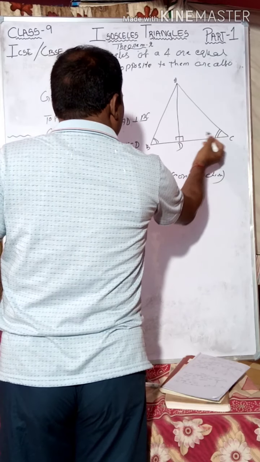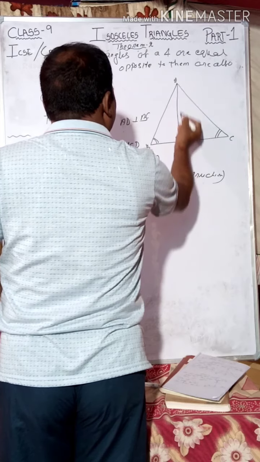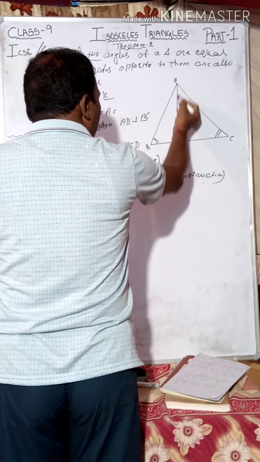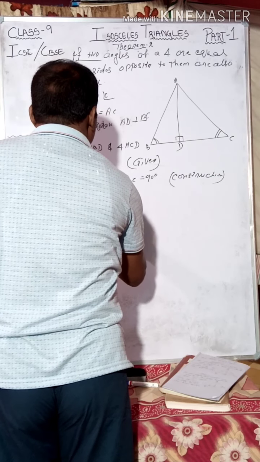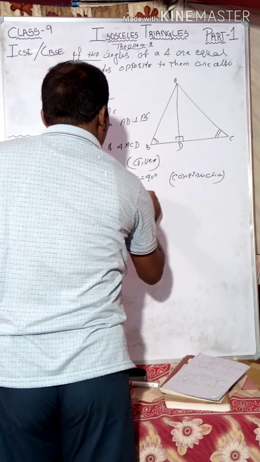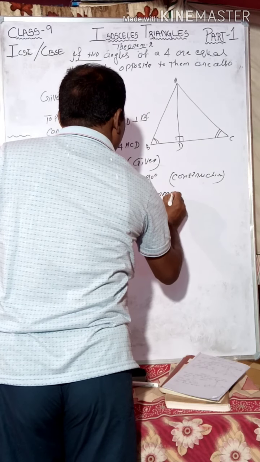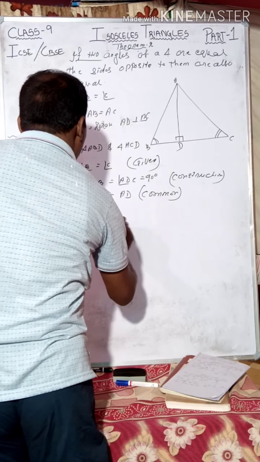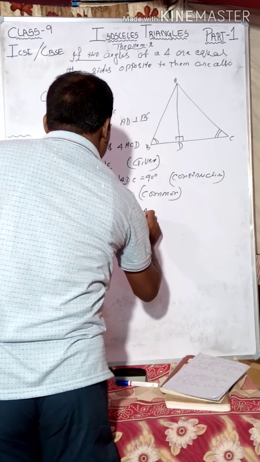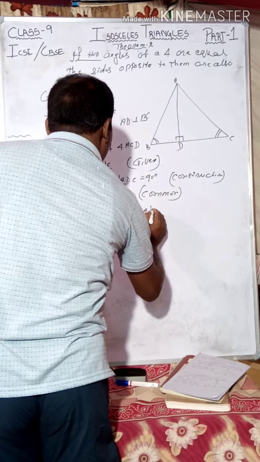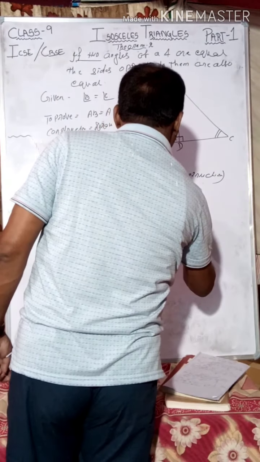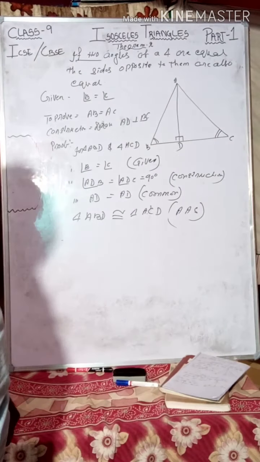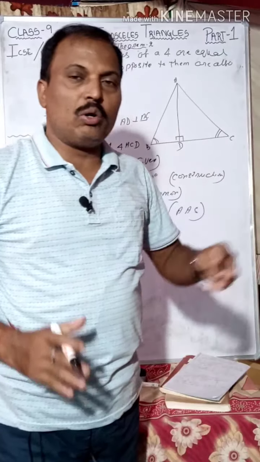So this angle is equal to this angle, and AD is the corresponding side, because AD is opposite to angle B, and AD is also opposite to angle C. So AD is equal to AD, common. So triangle ABD is congruent to triangle ACD due to AAS, angle and corresponding side. So the two triangles are congruent to each other.